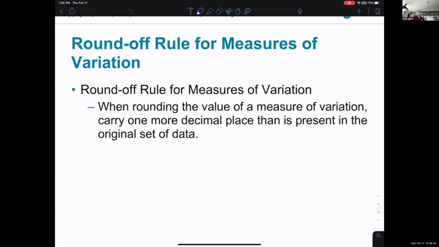But in general, they'll say you go 1 decimal place further than what was present in the data is a good round off rule, specifically for measures of variation. So if the data values were rounded off to the 10th place, then you might be wanting to round off to the 100th place when you do your calculations.